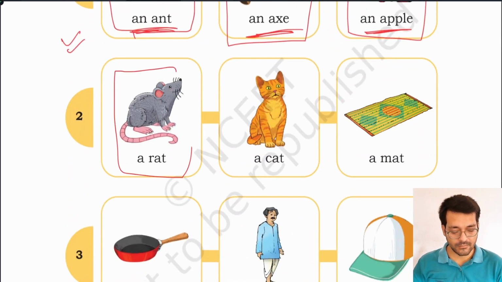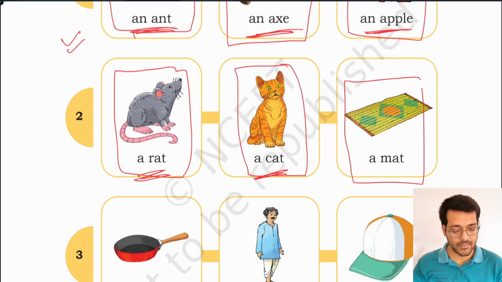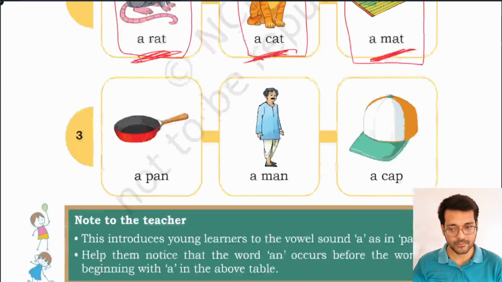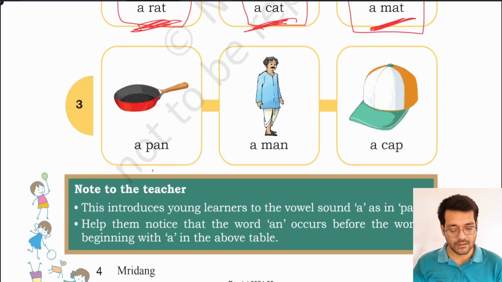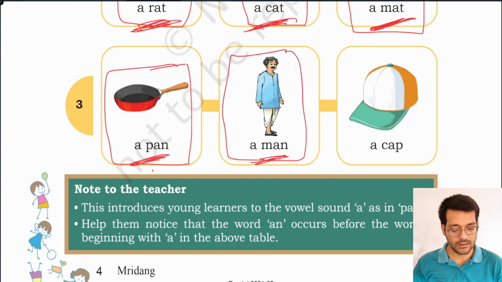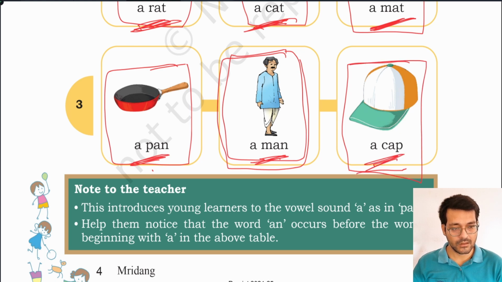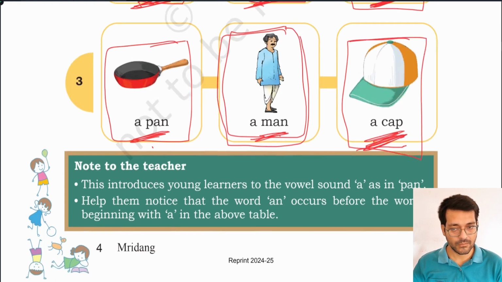A rat, a cat, a mat. This is a rat, this is a cat, this is a mat. A pan, this is a pan. This is a man. A hat or a cap. This is a cap.